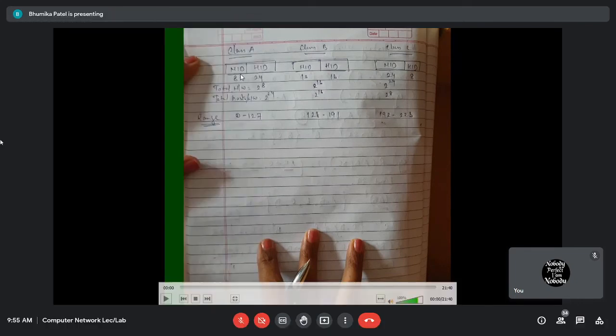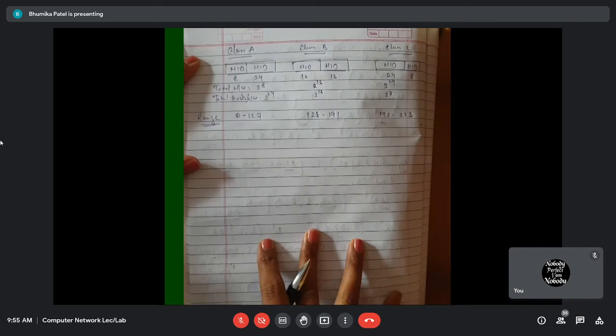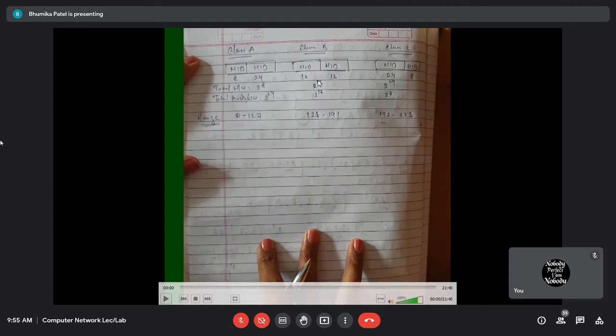The IP addresses are divided like this: in Class A, the first 8 bits represent the network ID, and the remaining 24 bits represent the host ID. Similarly, in Class B, 16 bits for the network ID and 16 bits for the host ID, and in Class C, we have 24 bits for the network ID and 8 bits for the host ID.